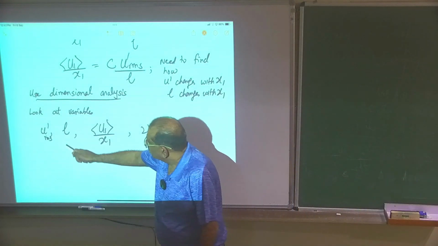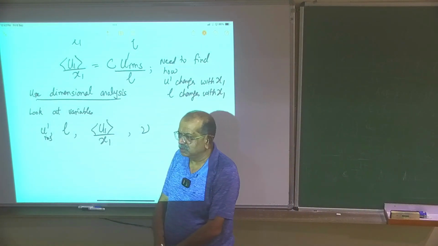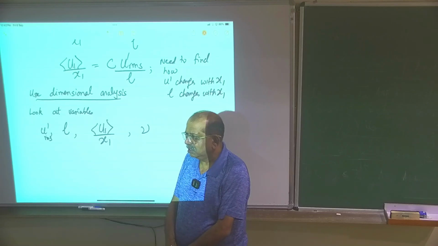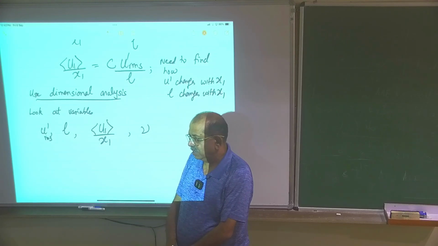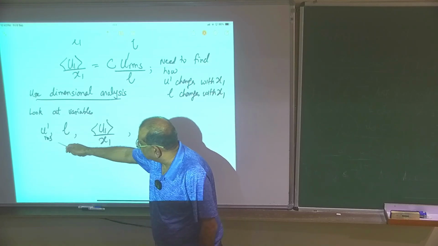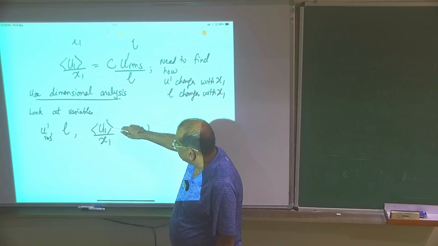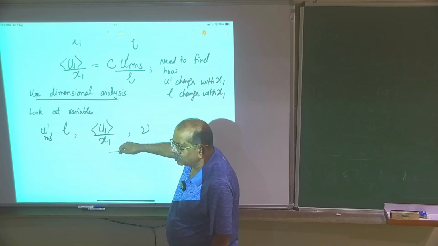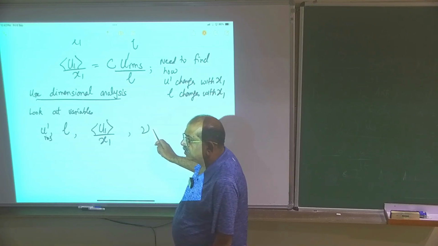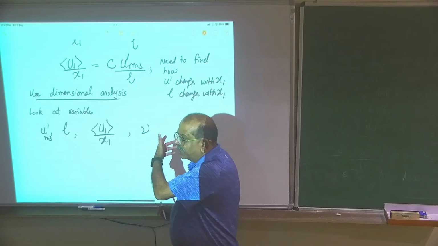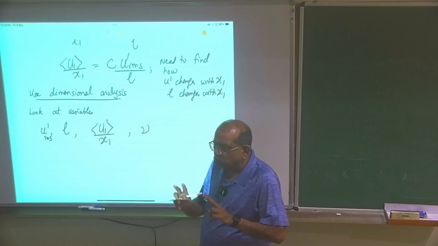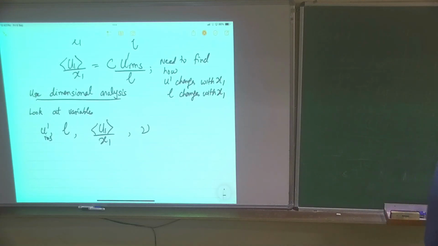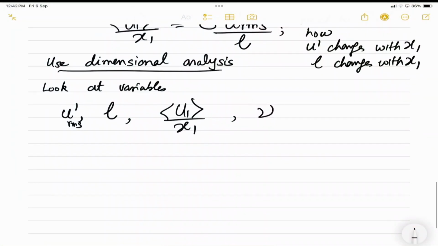Now, how many independent variables should I choose? In dimensional analysis, two. Why? See, u is L by T, this is L, this is L by 1 over T, this is meter square per meter second square, so again L square T. So that means there are two basic variables, L and T. So we have to choose two repeating variables.